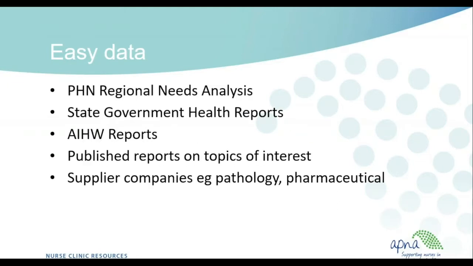If we move on to other easy data that's out there, because remember I'm the laziest researcher known to mankind, your PHN will produce a heap of information on a regular basis. They have to. The Commonwealth requires it. So get a hold of their needs analysis and see whether there's information in there that's pertinent to what you're doing. Then you've got a baseline you compare against.